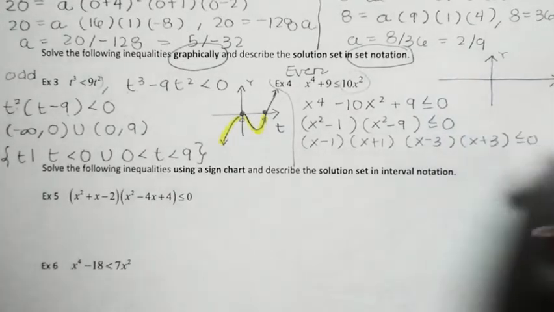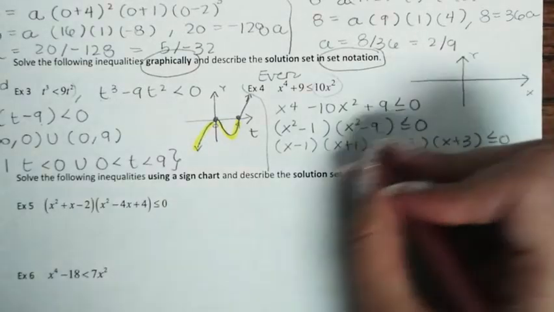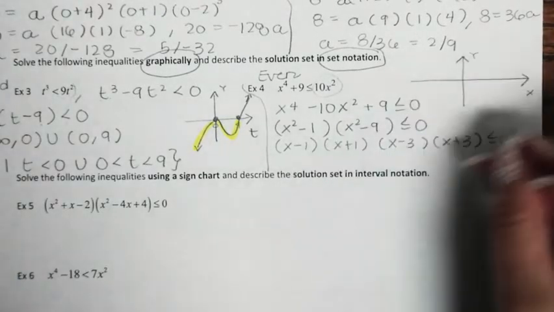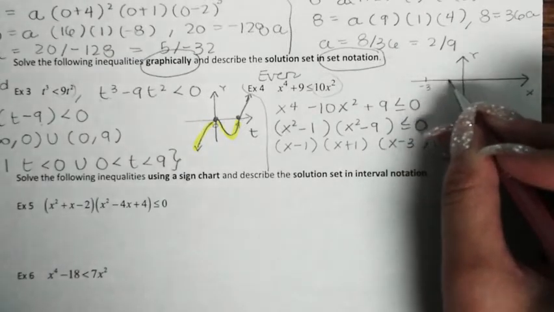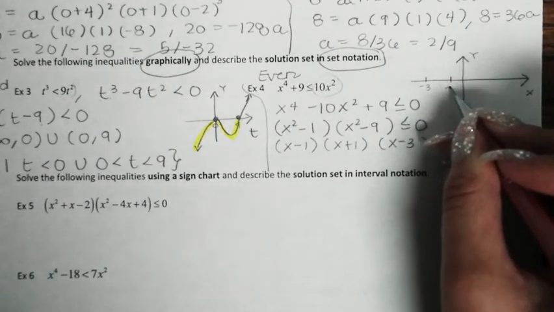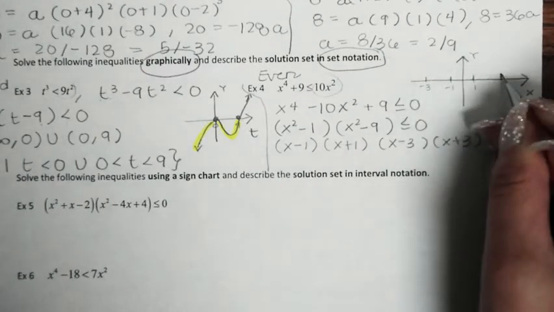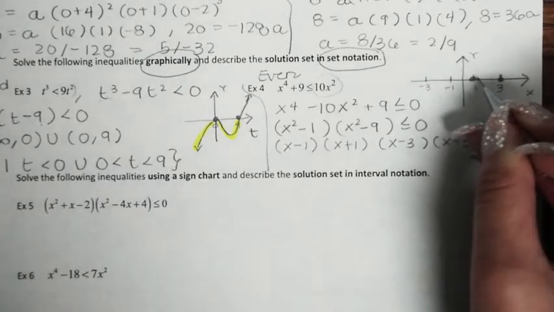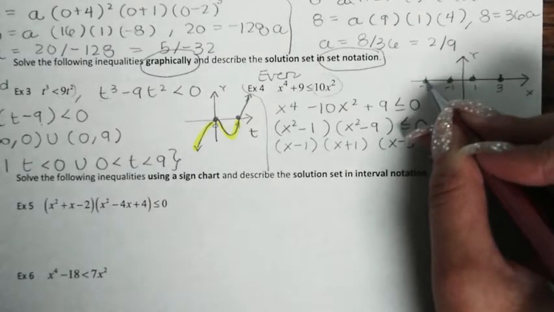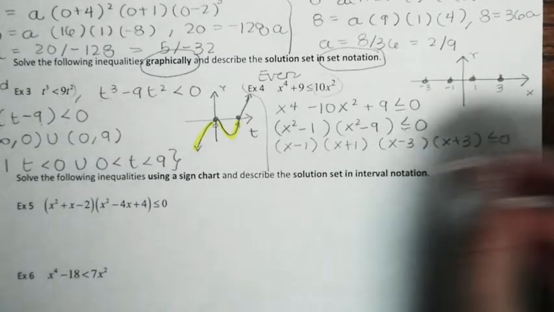So you have y of x, and this one is x actually. We have that my first roots are going to be negative 3, then we have negative 1, then we have a 1, and then we have a positive 3 here. So I'm just going to mark them there. Please note that I'm going to include them. Why am I going to include them? Because I have the equal.